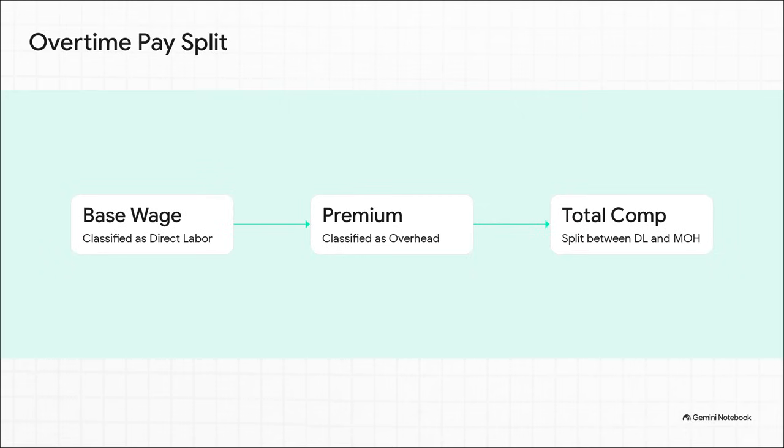When a direct laborer works overtime, things get a little complicated. Let's say a worker makes 20 pesos an hour normally, but they get time and a half for overtime, meaning they make 30 pesos an hour. If they work an overtime hour, their base pay, that original 20 pesos, remains direct labor. But that extra 10 peso premium, that gets treated completely differently. Total compensation for that specific hour is actually split. The base rate goes to direct labor, and the premium rate goes straight to overhead.